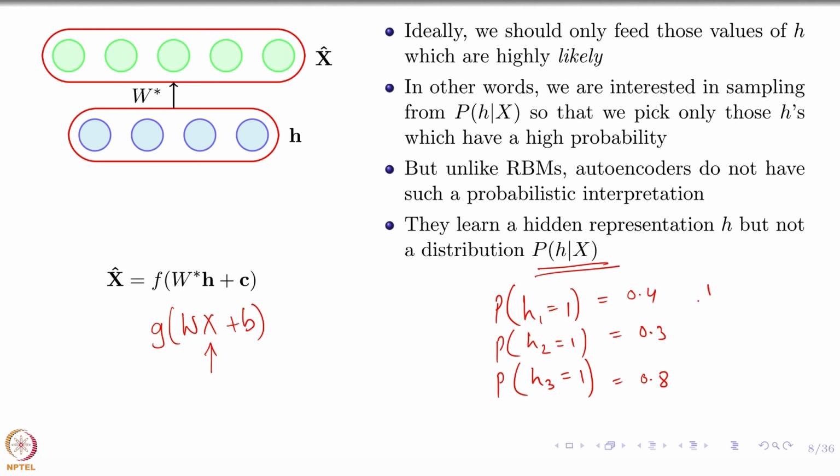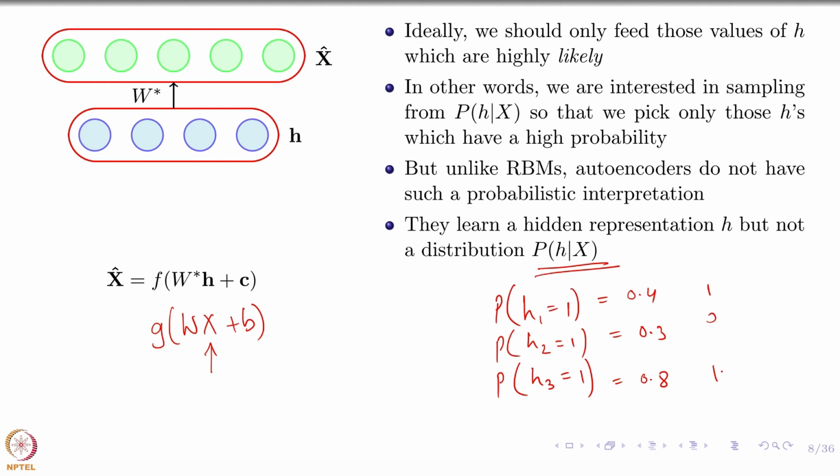If you're sampling from the uniform distribution, if the number that you get is greater than 0.4, you will set it to 0. If you get it less than 0.4, you will set it to 1, right? So that way you will get the actual value of h. So you're not getting a single h, you're getting a whole bunch of h's which come from this joint distribution. Does that make sense? Right?